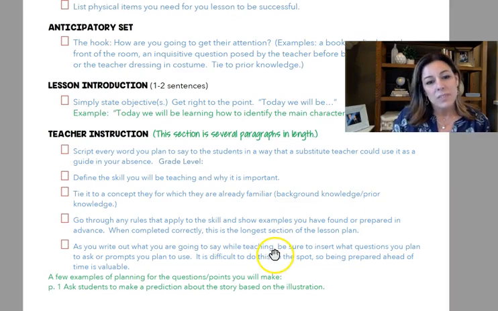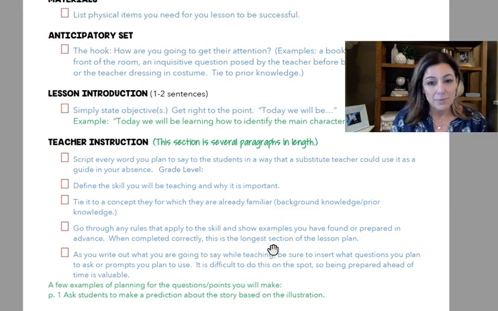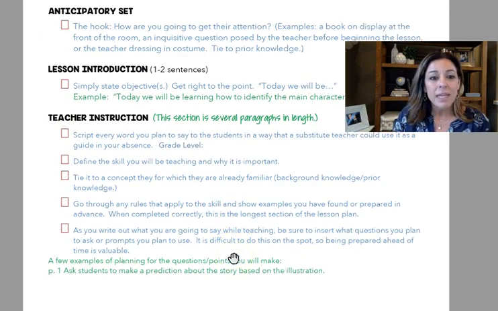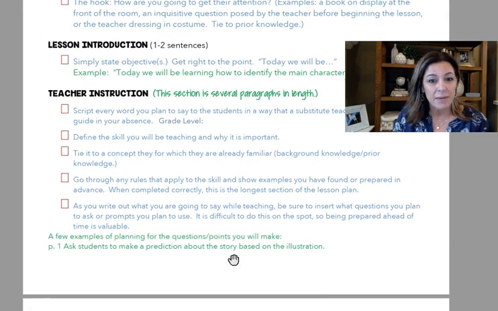Go through any rules that apply to the skill and show examples you have found or prepared in advance. When you complete this area correctly, like I said, it's the longest part of the lesson plan. As you write out what you're going to say while teaching, be sure to insert what questions you plan to ask or prompts you plan to use.